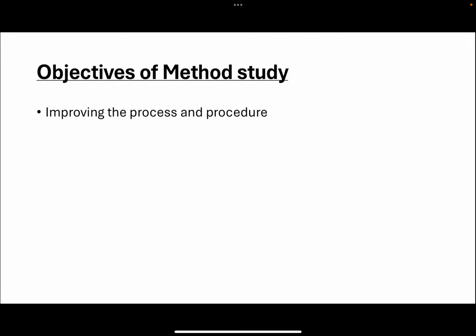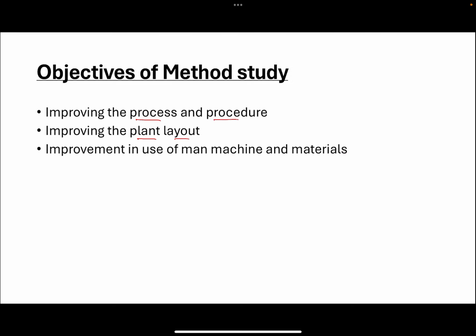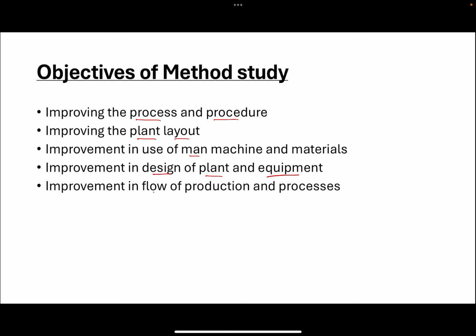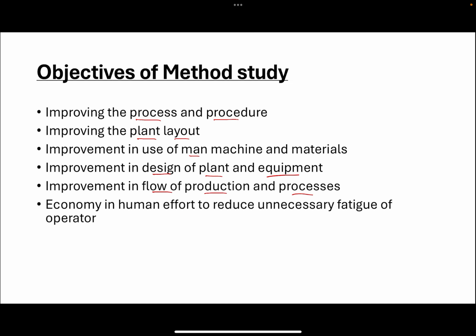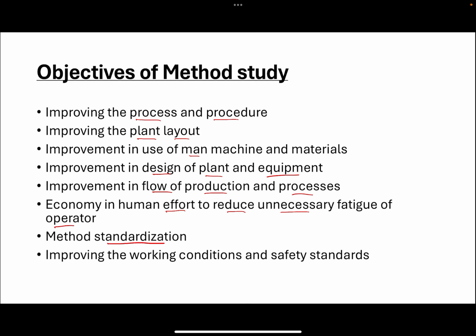The objectives of method study are improving the process and procedure, improving the plant layout, improvement in use of man, machine, and materials, improvement in design of plant and equipment, improvement in flow of production and process, economy in human effort to reduce unnecessary fatigue of the operators, and method standardization. Then improving the working conditions and safety standards. So these are all the objectives of method study.